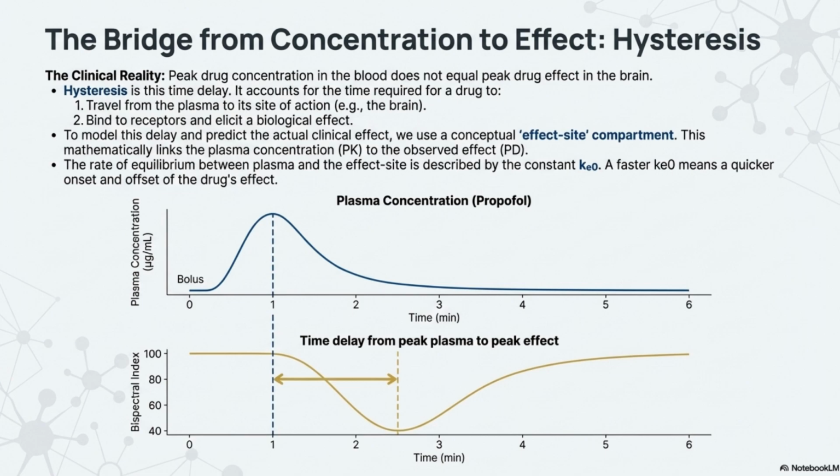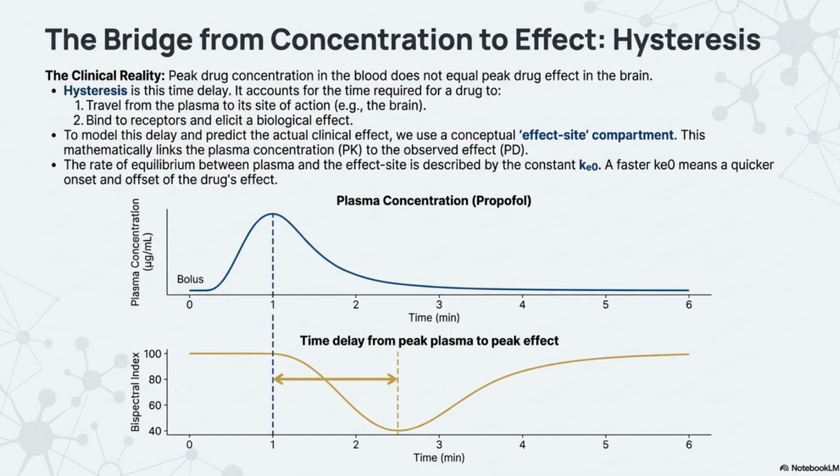Pharmacologists solved it by inventing a conceptual tool, the effect site compartment, or Ce. So it's not a real place. It's a virtual space connected to the plasma compartment designed specifically to model this time lag. It has a negligible volume, but it has one vital parameter, the ke0, the key rate constant. So the ke0 is basically the speedometer for the drug getting from the blood to the brain.